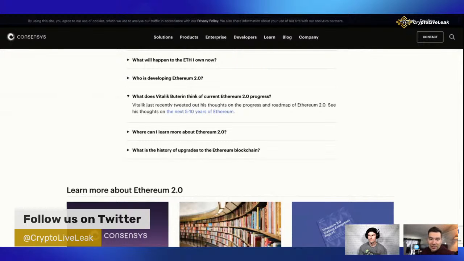Go on this website, click the link to that tweet, and you'll be able to see that little diagram that he has there. That's awesome. I think I'll go ahead and retweet that from the Crypto Live Leak account after this as well.